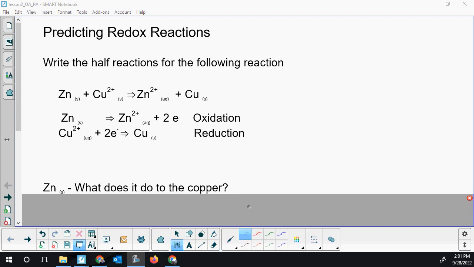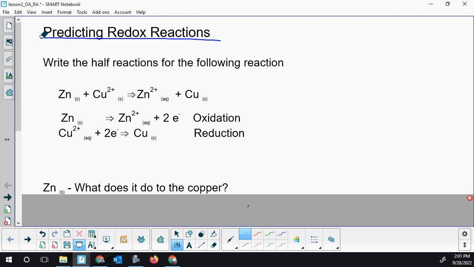So the heading for this second lesson is predicting redox reactions. We're going to have to get a few slides in. We've got to talk about oxidizing and reducing agents, and then we'll look at the order that we find them in our reduction table. What are these agents?